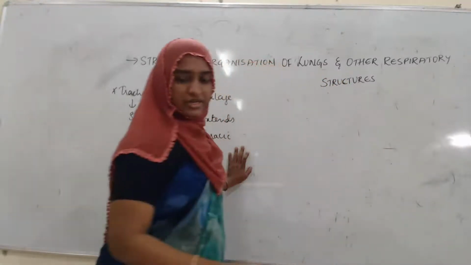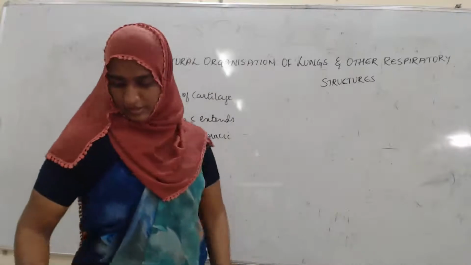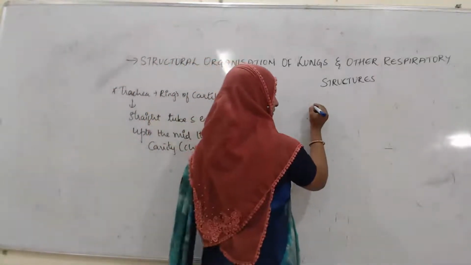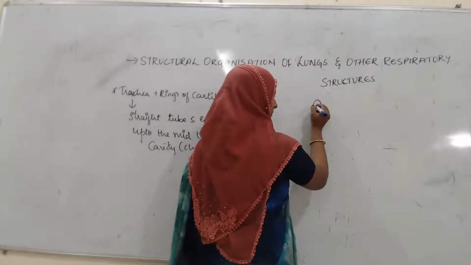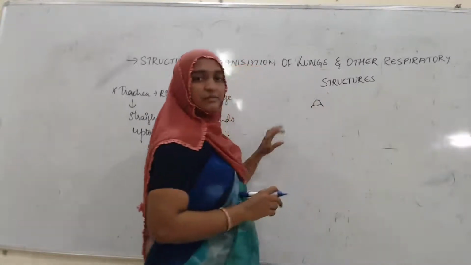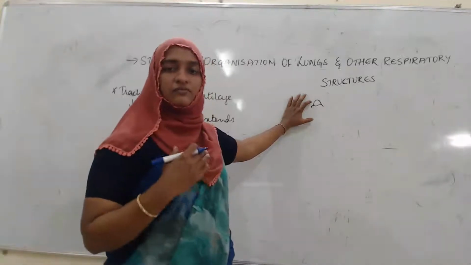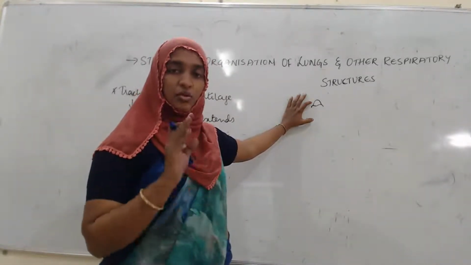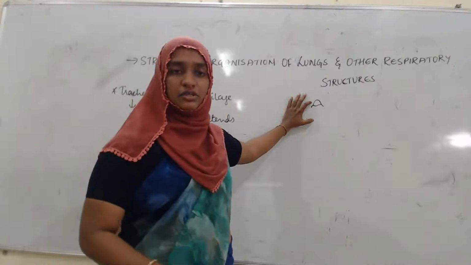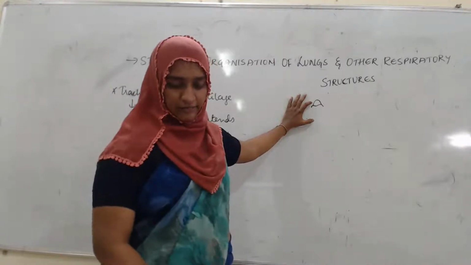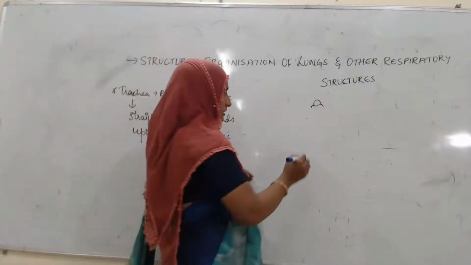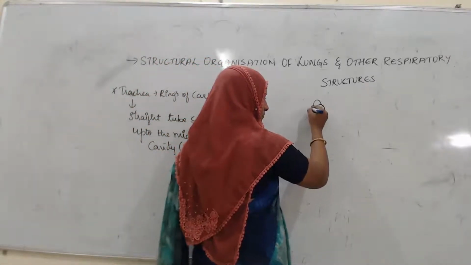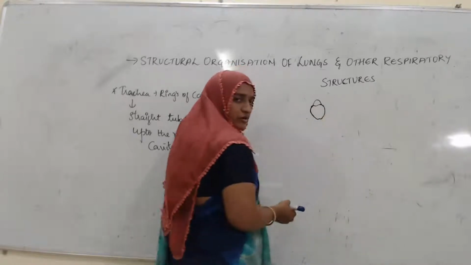You see here how the trachea will be. First of all, this is the epiglottis. This part is the epiglottis, which prevents the entry of food into the trachea, allowing only the food to enter into the esophagus, not into the trachea. The next part is located in the larynx region, which we can call the sound box.